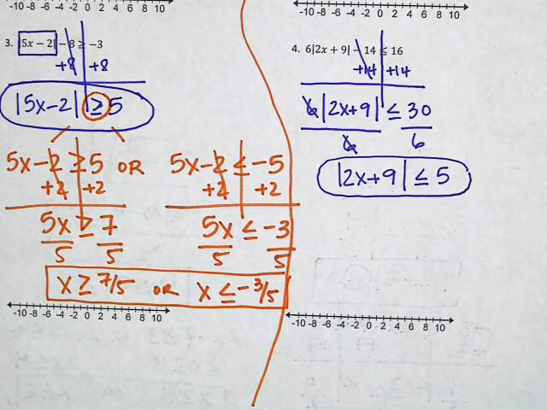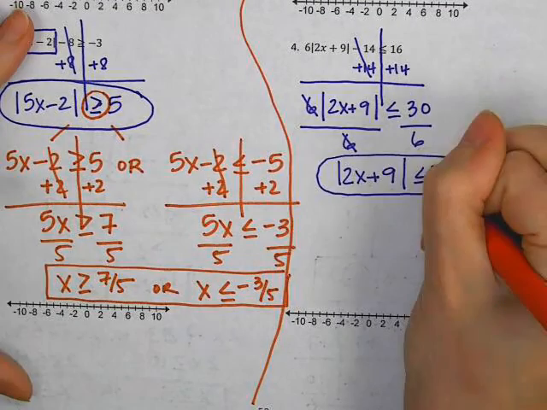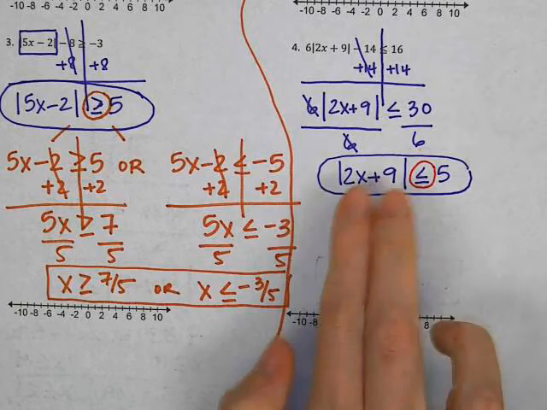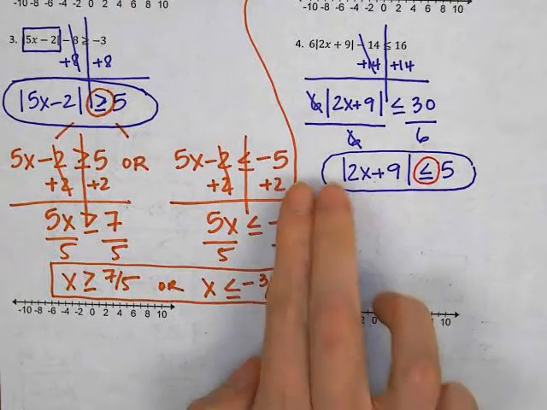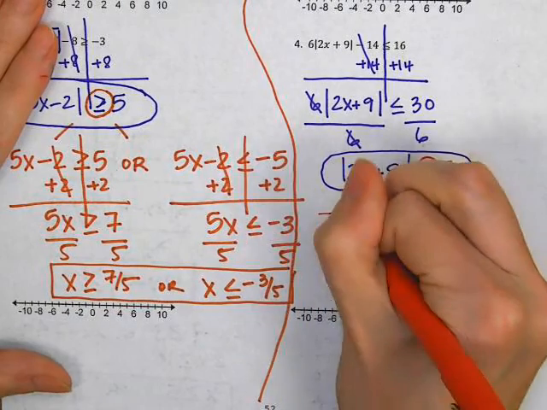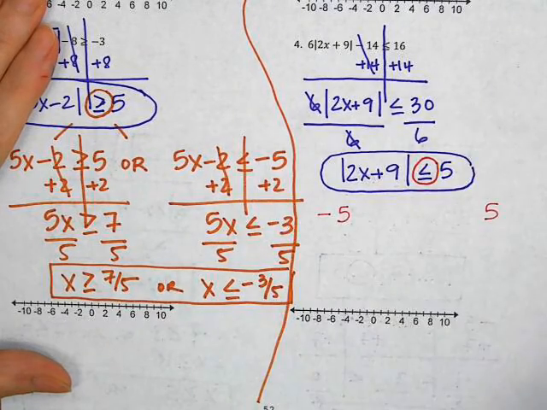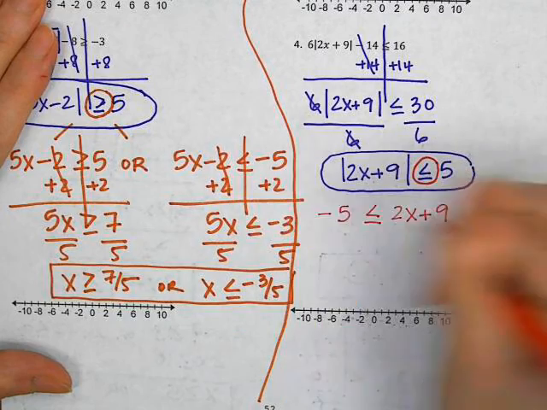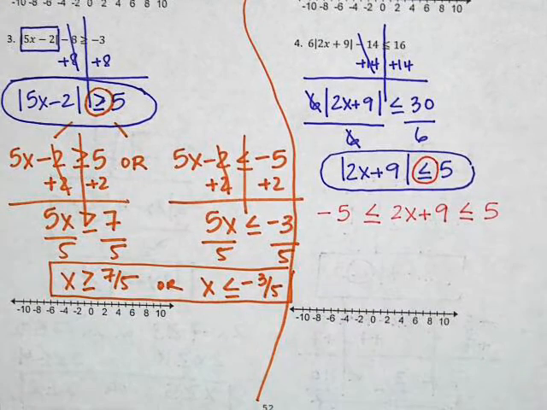Okay, is it an and or an or? And you tell by looking at the symbol, it's a less than sandwich. So we're going to make a sandwich, and we're going to sandwich this between 5 and negative 5. So we got a negative 5 and a positive 5, and a 2x plus 9 sandwiched in the middle with less than or equal to's. And then you guys are going to solve the sandwich.